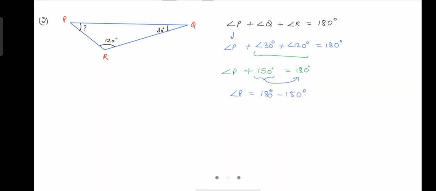What value comes out for the angle P? The angle P comes out to be equal to 30 degrees. So the value for angle P is nothing but 30 degrees. This is how simple the question is. Now try the third one. If you won't be able to do it, I'm solving it.